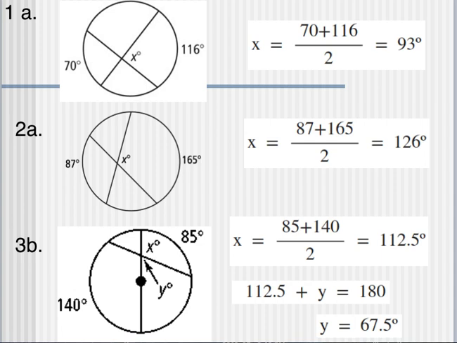For 1A, you should get 93 degrees. For X, you should get 126. For 2A, and then 3B, you should get 112.5 degrees. A quick note, 3B asks you not only to solve for X, the angle that's between the 85 and 140 degree arcs, but also for Y. You don't know what arcs Y is between, however, you know it's a linear pair with the angle X is in. So you could solve for Y that way.